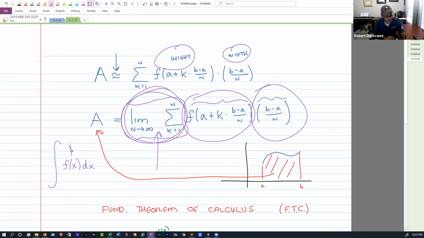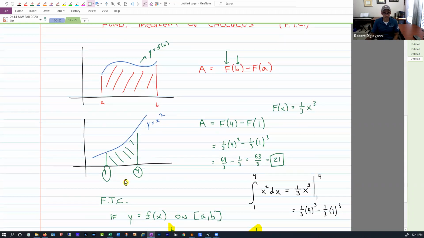This is your height. This is your width. And you're adding them all up. The integral says you're going to add a bunch of them up forever. What are you adding up? The height times the width. I'm just trying to get you to see that the notation makes sense now because it corresponds geometrically to width times height. Okay? All right, we're out of time.